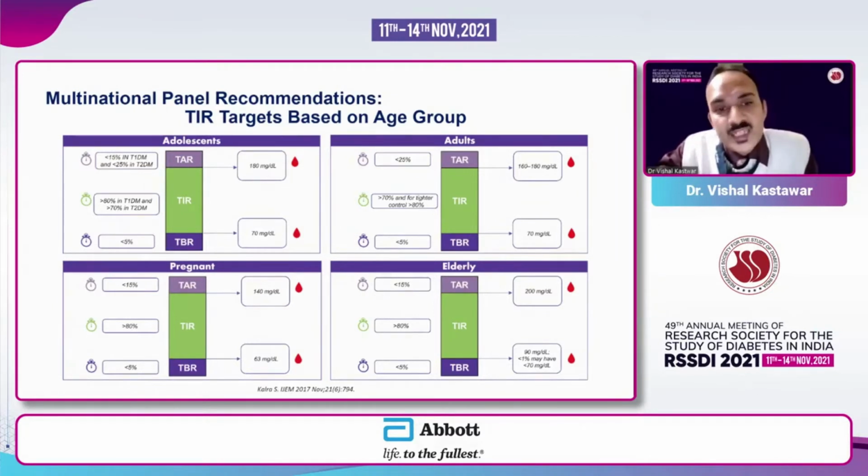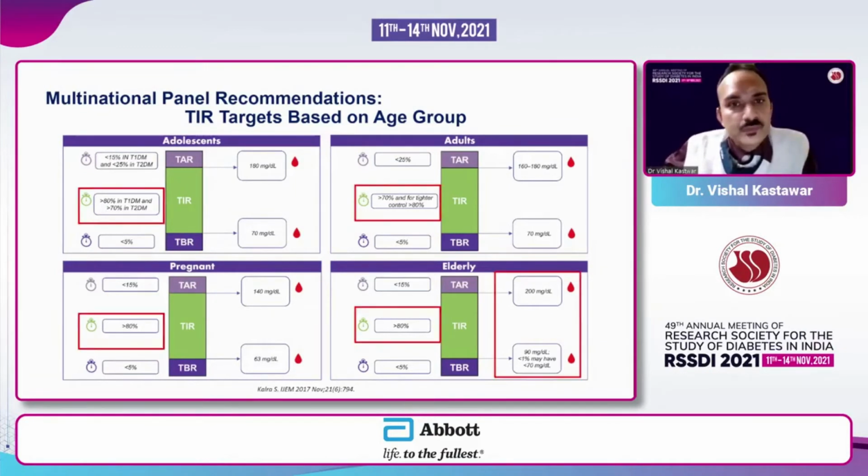Time in range for pregnancy, they have set at between 63 and 140 milligram per deciliter, and the target that they have issued was more than 80%. For elderly, the time in range glucose levels were 90 to 200, and time below range was considered below 90 milligram per deciliter, and it should be less than 5%.